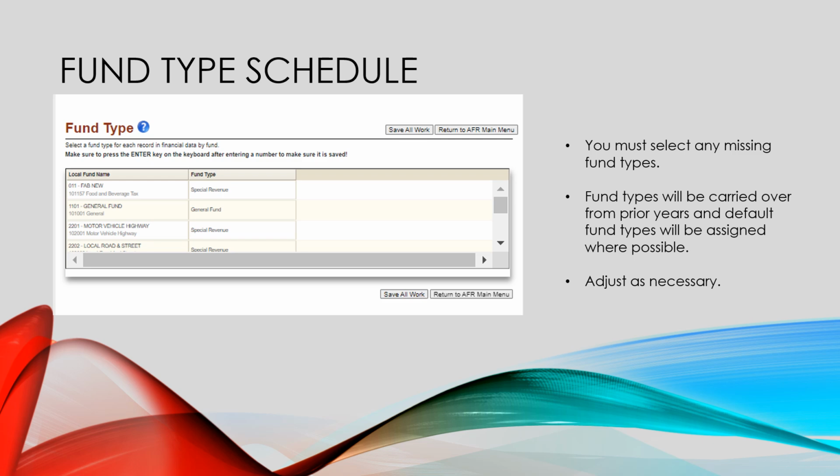The fund type schedule will be populated by default for most standard funds. For custom funds and certain funds where more than one fund type might be possible, you will need to use the pull down to select the fund type the first year you use a certain fund.